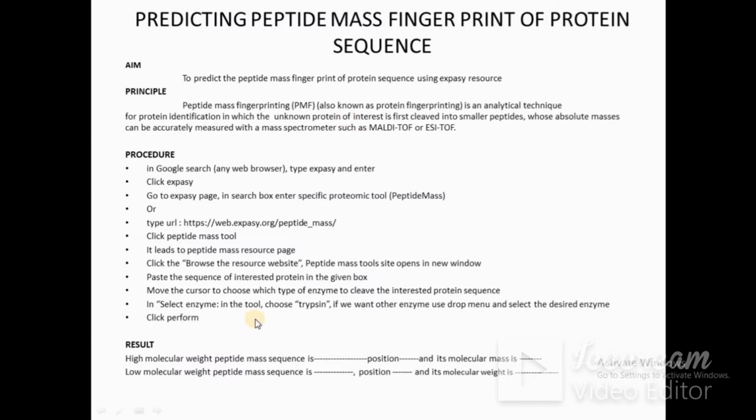So this is also, we can search through the peptide mass. Here also we have to paste the sequence and then choose which type of enzyme can be used for cleaving this protein sequence. Enzyme means trypsin, chymotrypsin. You already know each enzyme has its own cleavage site. So select this enzyme and then you have to perform.